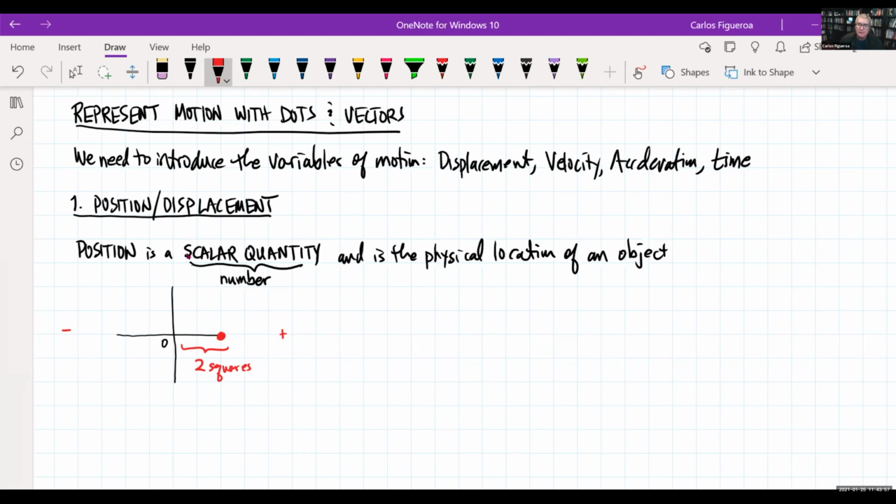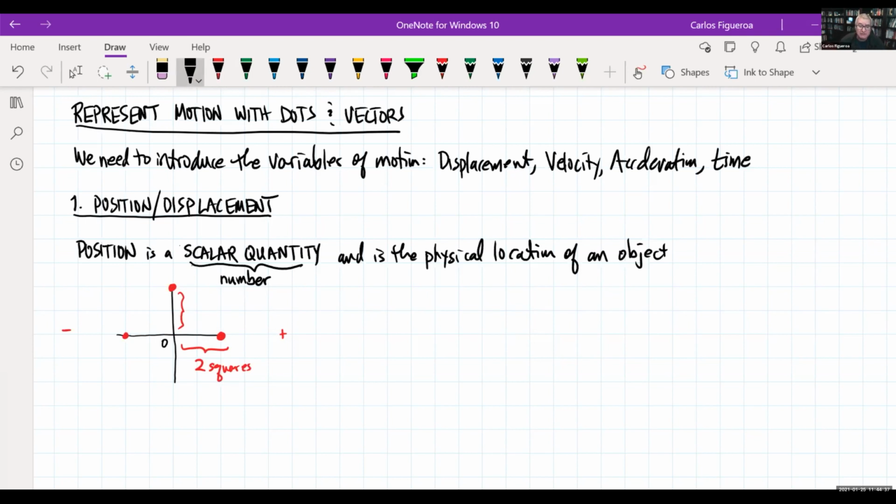Do I write +2? No. Because as soon as I write a plus or a minus sign, that's not just a number. By the way, could I have put this guy right here? Yeah. Why? That's 2 squares from here. So when I'm thinking about position, I literally mean its location with no information other than that. All I know is that at each of these points, it's 2 squares from the origin. So that would be a good example of what position is.